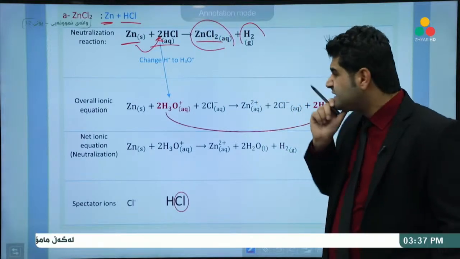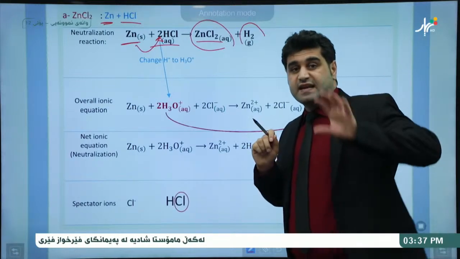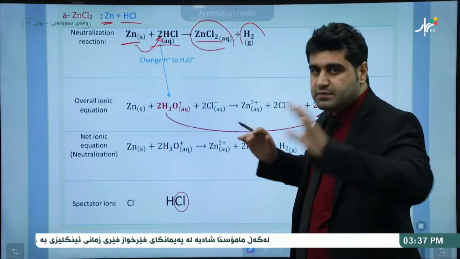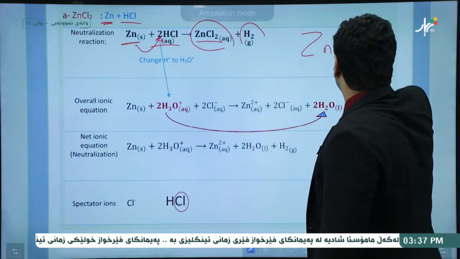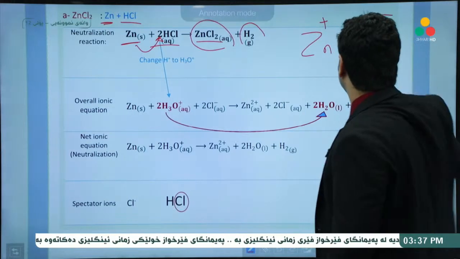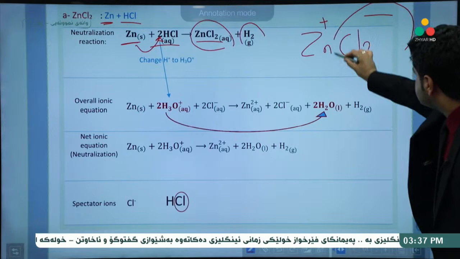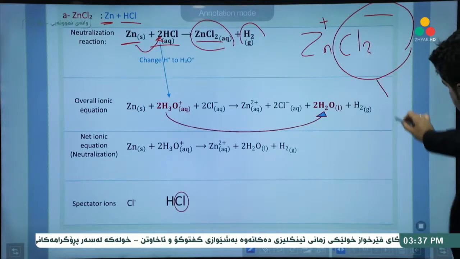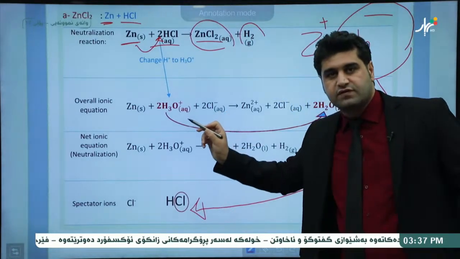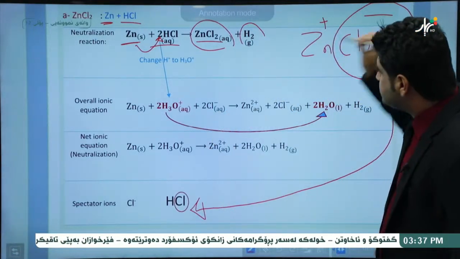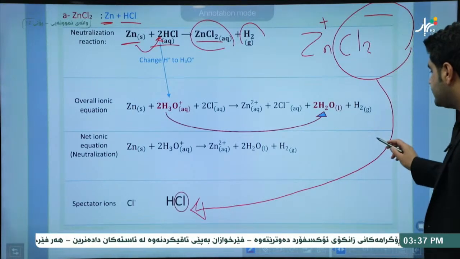I remember you told me if the salt is an aqueous solution, the negative part of that salt becomes the spectator. Well, we have ZnCl2. It has a positive part and a negative part. So the negative part is the spectator. Look, the negative part of the salt or the negative part of the acid will be the spectator. And the remaining will be the net ionic equation.